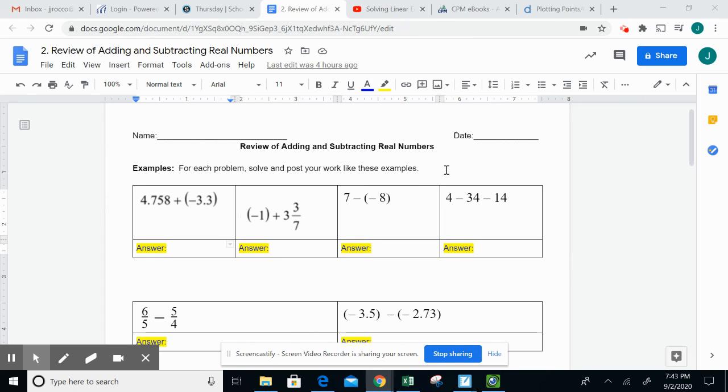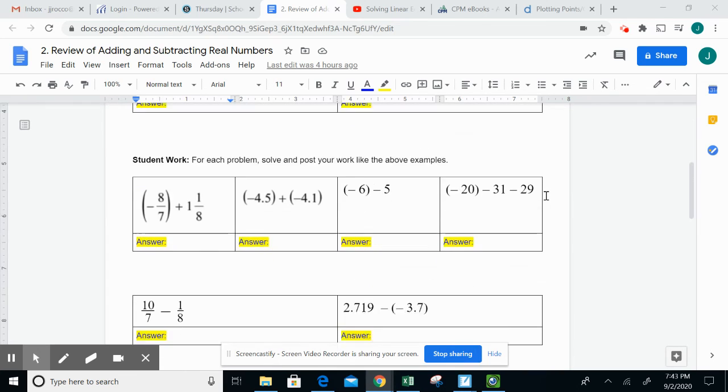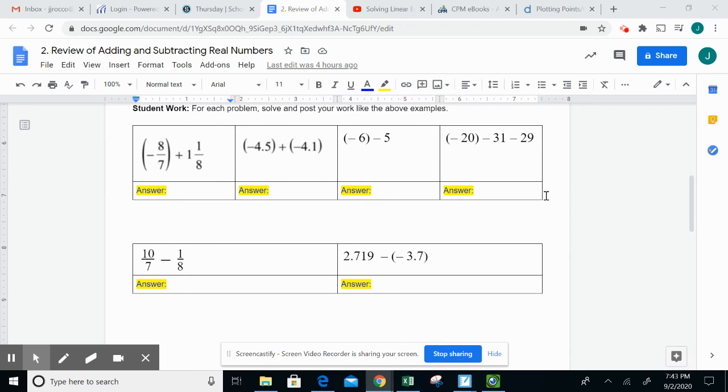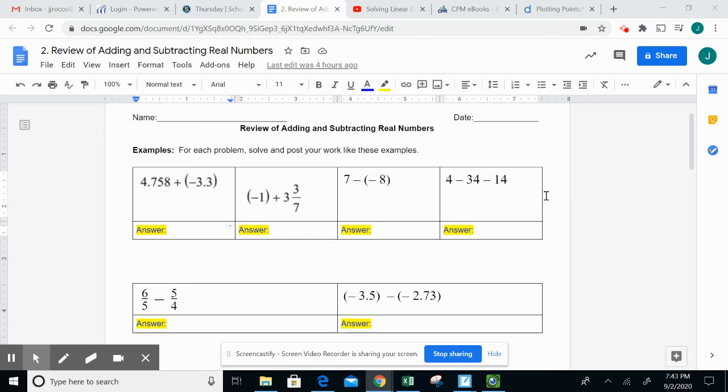This is the Google Doc you should have opened for the problems. Maybe either pause the video and open it, or once you have watched the video, either way. And then scroll down. These are the six that you are going to answer. And you're going to post your work, taking a picture. I'm going to show you how to do that. Okay, so let's take a look at the first one.